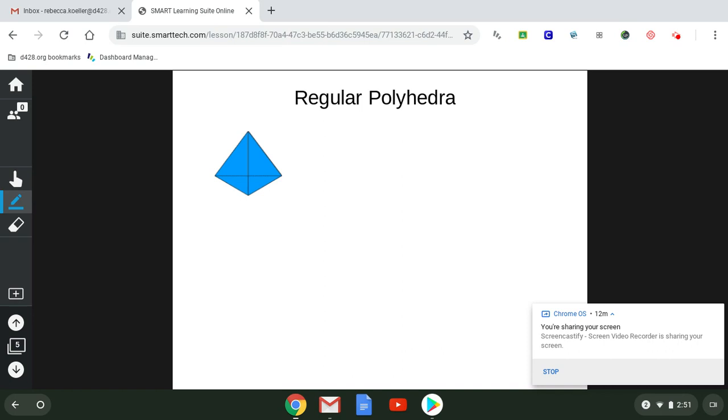The next thing I'd like to talk about is what is a regular polyhedra. A regular polyhedra means that all the faces are congruent and all the edges are congruent to each other. Okay, so think of a regular polygon, where all the angles and all the side lengths were equal. In a regular polyhedra, it's going to make all the faces and edges congruent to each other.